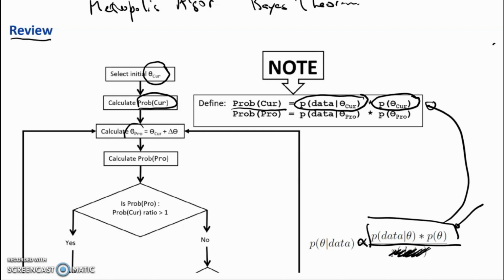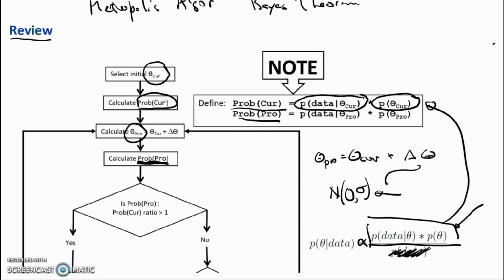Then we're going to come up with a proposed value of theta, and theta proposed is going to be equal to theta current plus some delta theta, where delta theta is going to arise as a random draw from a normal distribution with standard deviation sigma. We'll talk about this more next week. We're going to calculate the probability of proposed, as shown here, and once again it's just going to be this numerator.